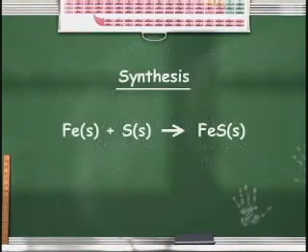When iron and sulfur combine, the compound iron(II) sulfide is formed. This reaction follows the general trend of a synthesis reaction, in which 2 or more simpler substances combine and form a more complex substance. In other words, it follows the general trend that A + B → AB.